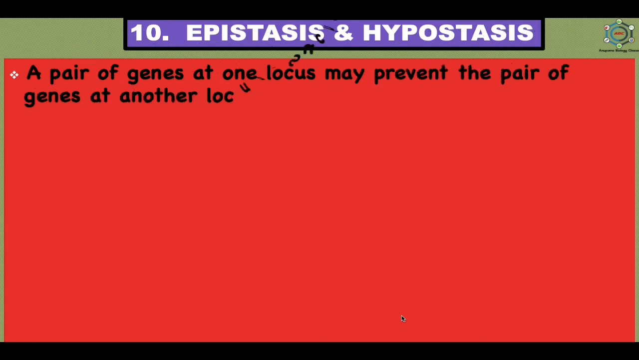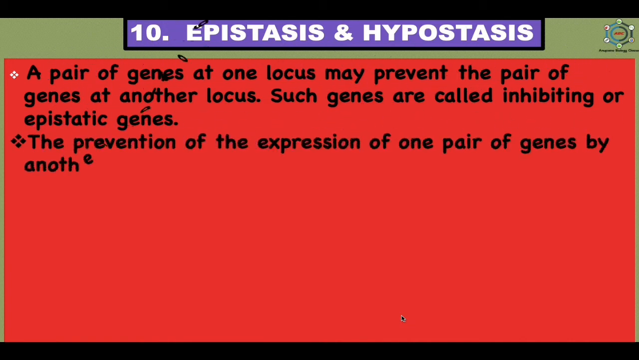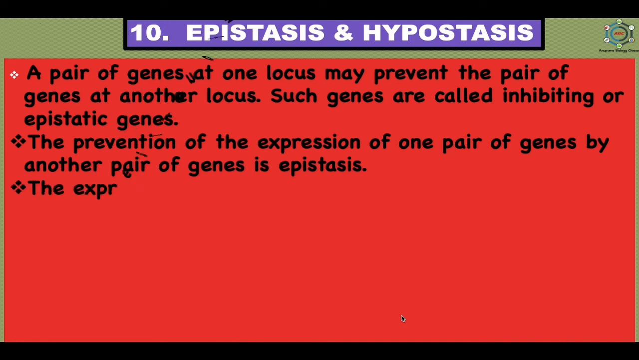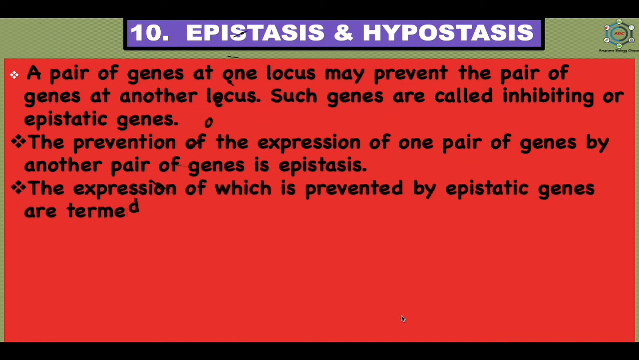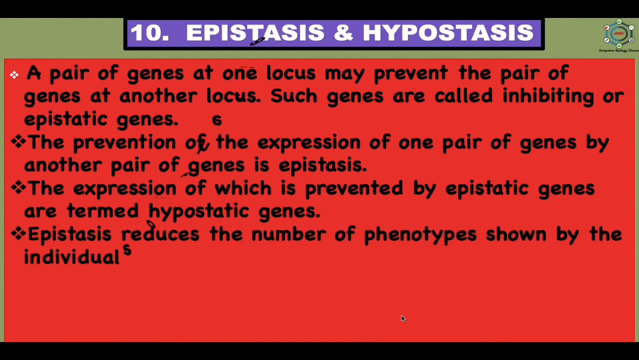Now, epistasis and hypostasis. So, what is epistasis and hypostasis? A pair of genes at one locus may prevent the expression of a pair of genes at another locus. Such genes are called inhibiting or epistatic genes. So, the prevention of the expression of one pair of genes by another pair of genes is epistasis. The genes whose expression is prevented by epistatic genes are termed hypostatic genes.